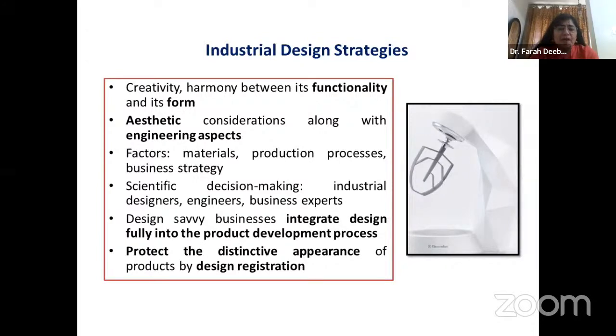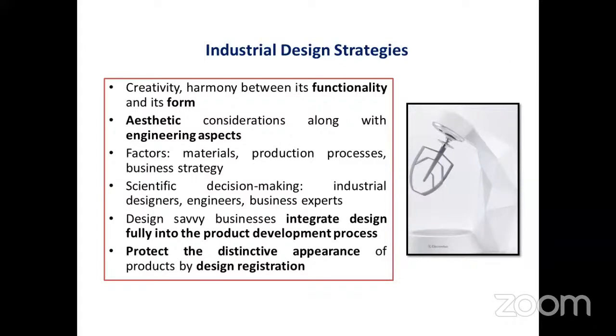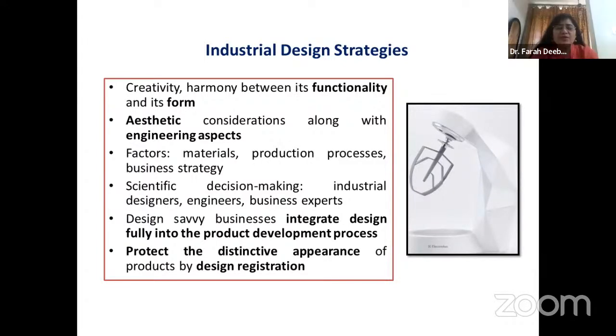And it requires a lot of strategic thinking and decision making, because the industrial engineers, the designers, and the business experts will all sit at a table and decide what goes into a particular production. So the design thinking organizations will integrate design fully into their product development process. So it's a process in which everybody is involved. So they will protect the distinctive appearance and get a design registration so that nobody else can fool the customer by imitating it.